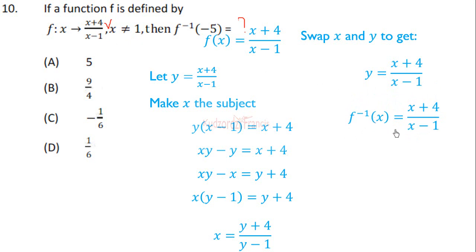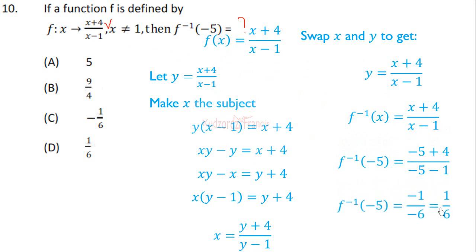Now to find the inverse of negative 5, we plug in negative 5 to get this. So this is a self-inverse. The function has itself as the inverse. So we plug in this to obtain negative 5 plus 4 over negative 5 minus 1, which is equal to 1 over 6. So the correct answer will be option D.